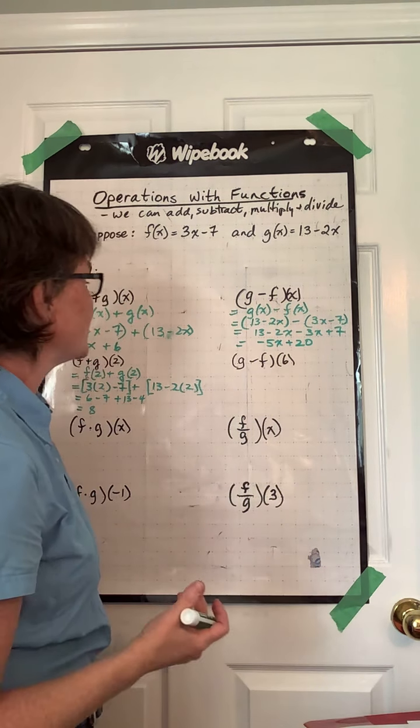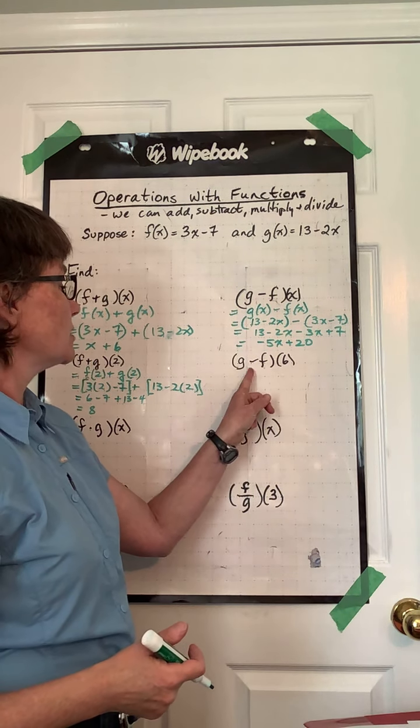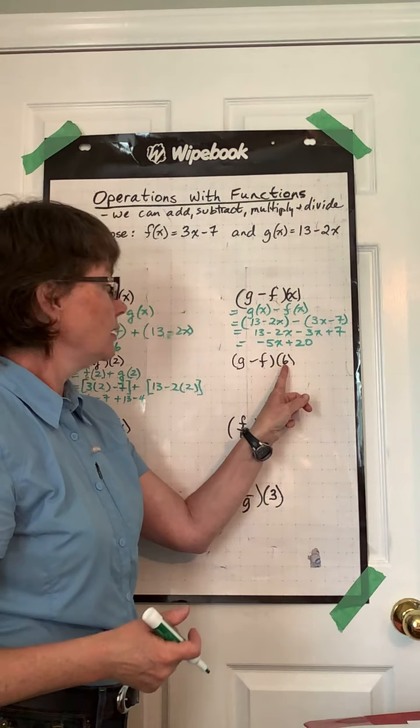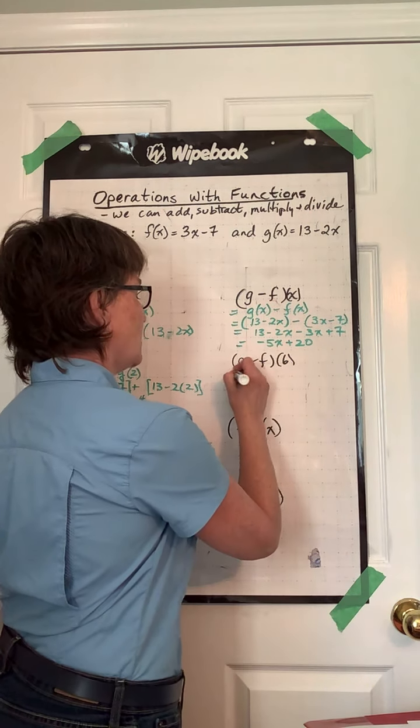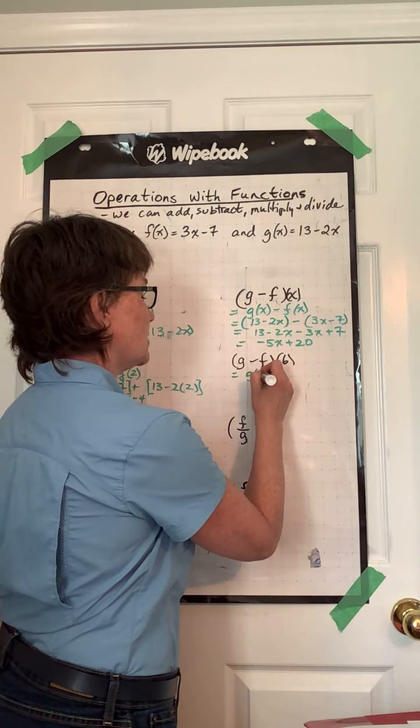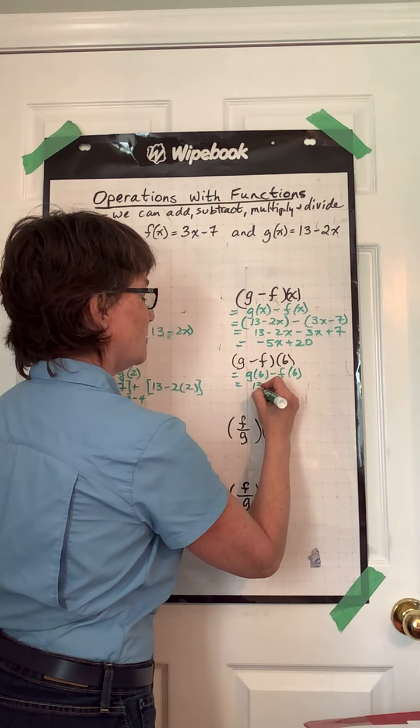Instead, if we had had g subtract f of 6, we would do this again. We would have g of 6 subtract f of 6. Take the g function, copy it down.